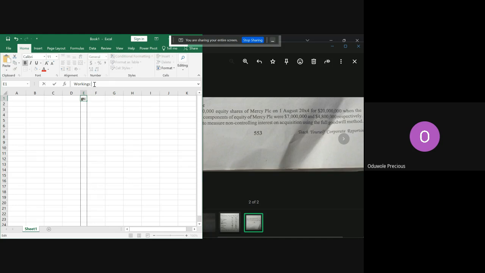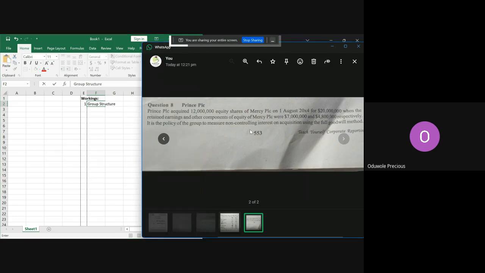So the first thing, in our last class, what was the first thing I said we are going to do? First thing I'm going to do is our group structure. We are going to ascertain the percentage of controlling interest. Yes, that's good. So that's the group structure.